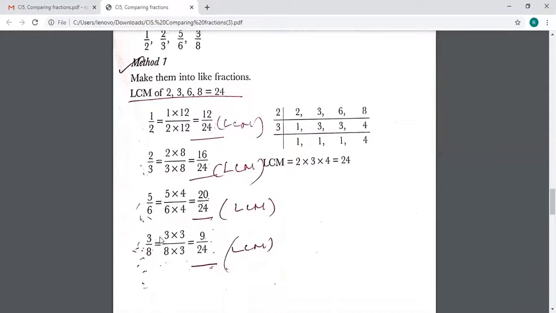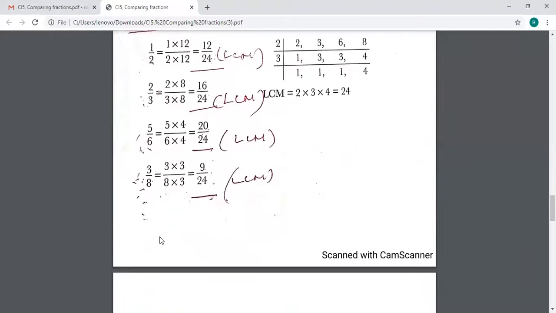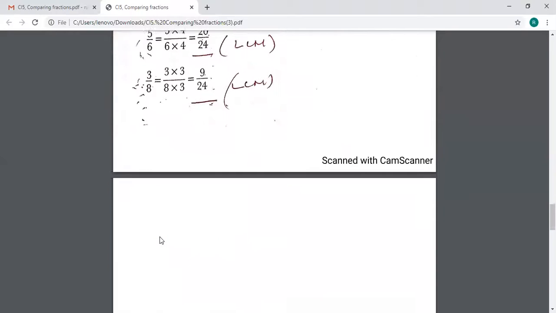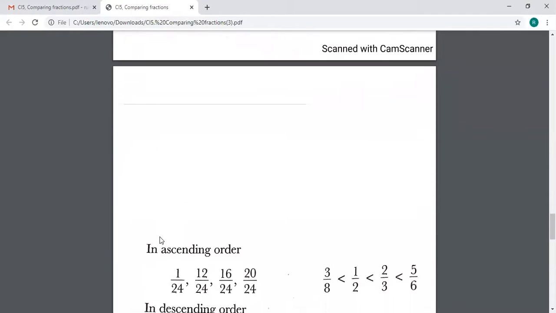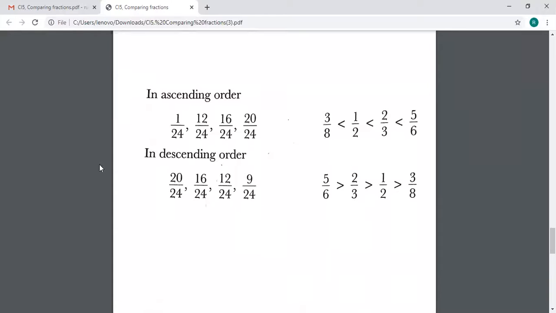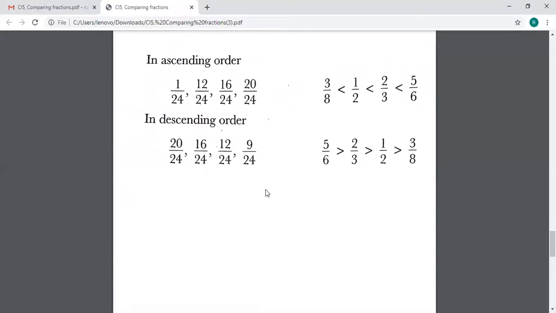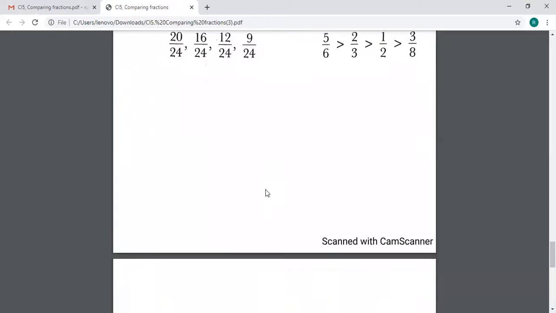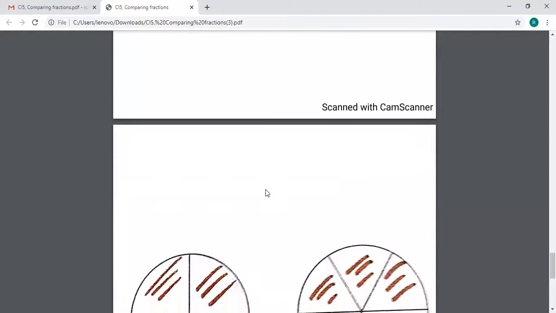So I've done these sums for you. You can go through these sums, do them on your own and check the steps and method. And then you can do your classwork. And in ascending order, this is the way you write. First you write this, then you write this. In descending order, it is bigger to smaller. When it is like fractions, it's not difficult, isn't it? When you can convert it to like fractions.